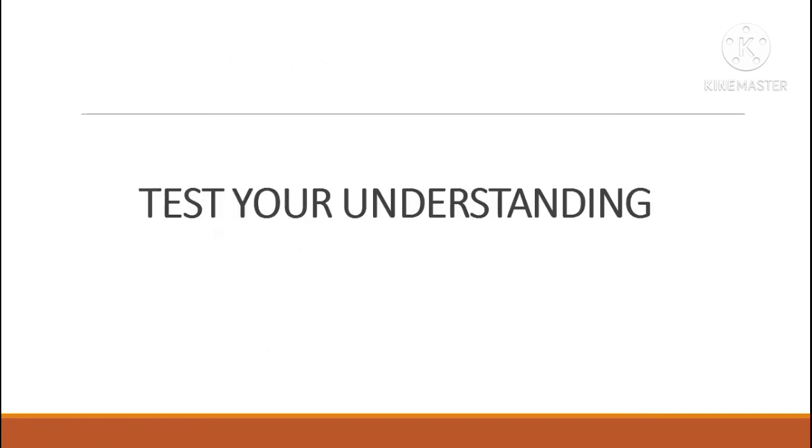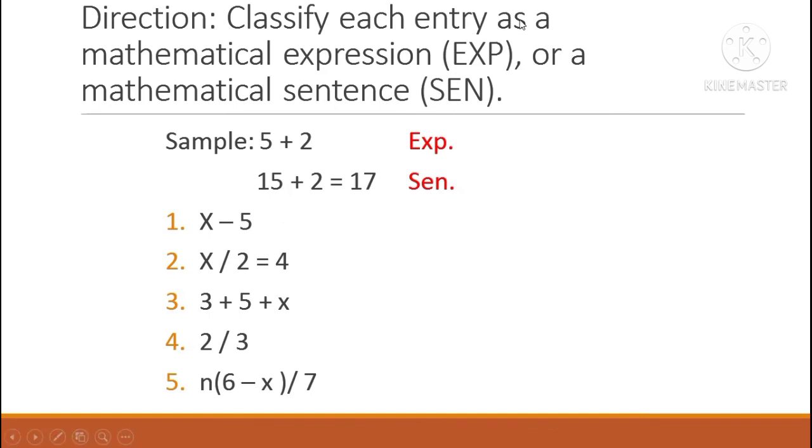Okay, for your activity, this is what you will do. Let's see if you understood our topic. Direction: classify each entry as a mathematical expression or mathematical sentence. We have a sample here. 5 plus 2 is our expression. 15 plus 2 equals 7 is a sentence. So for these 5 entries, you will check whether each is an expression or a sentence.